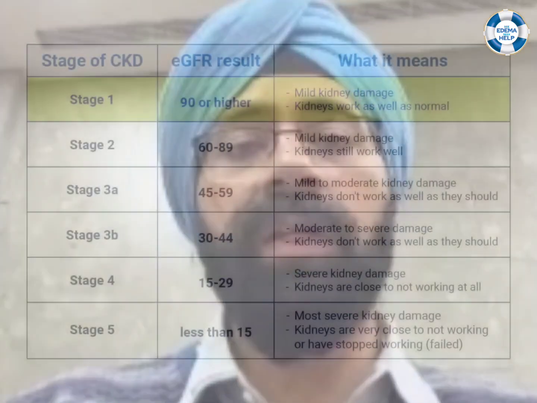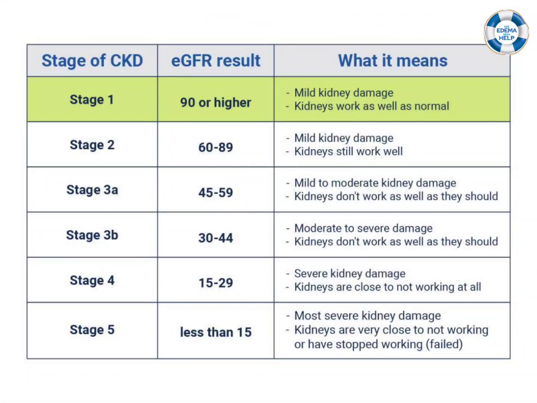So we all know there are 5 stages of CKD. CKD stage 1, if there is some abnormality but GFR is okay, that is more than or equal to 90. Stage 2, GFR 60 to 89. Stage 3A, GFR of 45 to 59. 3B, between 30 to 44. Stage 4 is GFR of 15 to 29, and stage 5 is GFR of less than 15, that is end-stage kidney disease.